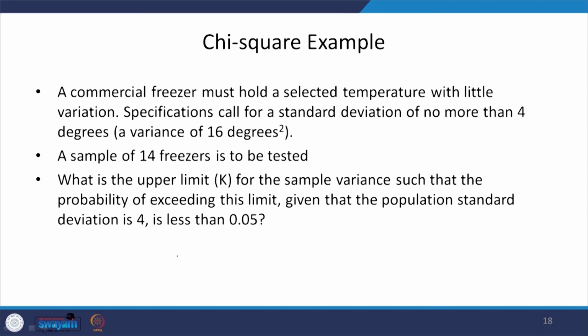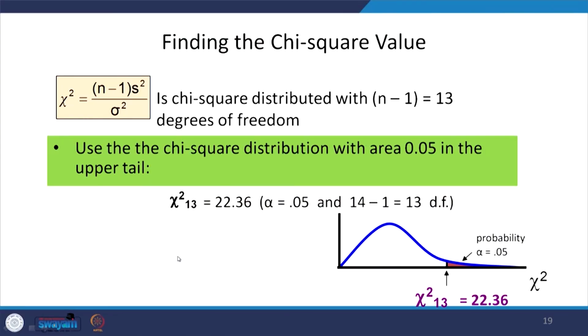A sample of 14 freezers is to be tested. What is the upper limit of the sample variance such that the probability of exceeding this limit, given that the population standard deviation is 4, is less than 0.05? What is being asked is the limit on the sample variance such that the probability of exceeding it is less than 0.05. You will see on the next slide exactly what it is. First, we have to find the chi-square value for n minus 1 degrees of freedom. This is the chi-square distribution. Here there are 14 samples, so the degrees of freedom is 14 minus 1, 13.